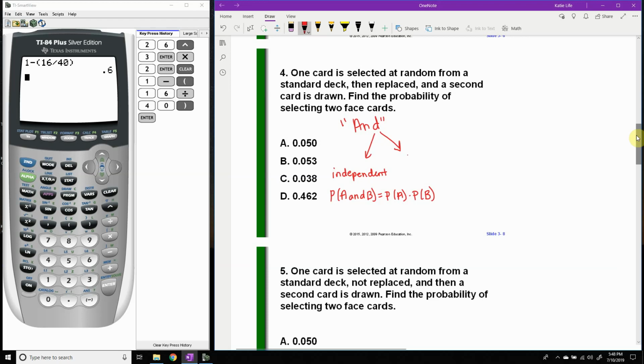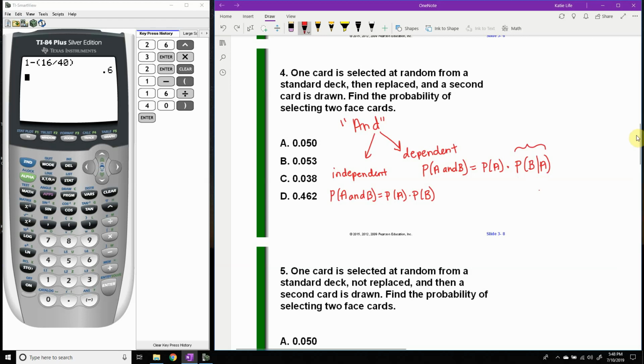Now, we say that two events are dependent if the occurrence of the first event does affect the probability of the second event happening, in which case the probability that event A and then event B happens is going to be the probability of the first thing times the conditional probability of the second event. Now we read this notation right here as the probability of event B happening given that event A has already happened.